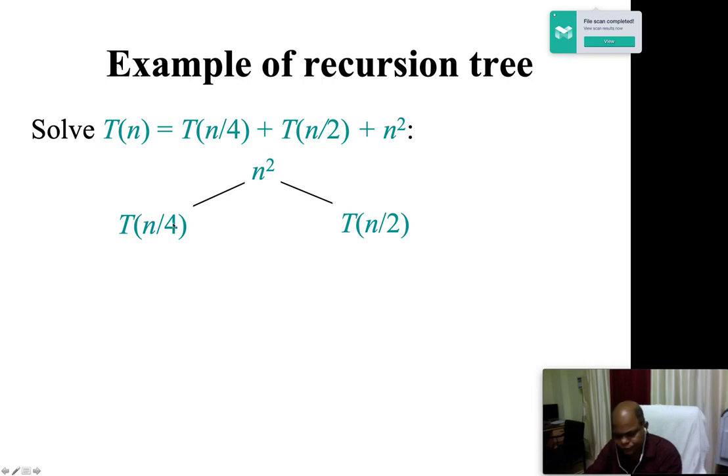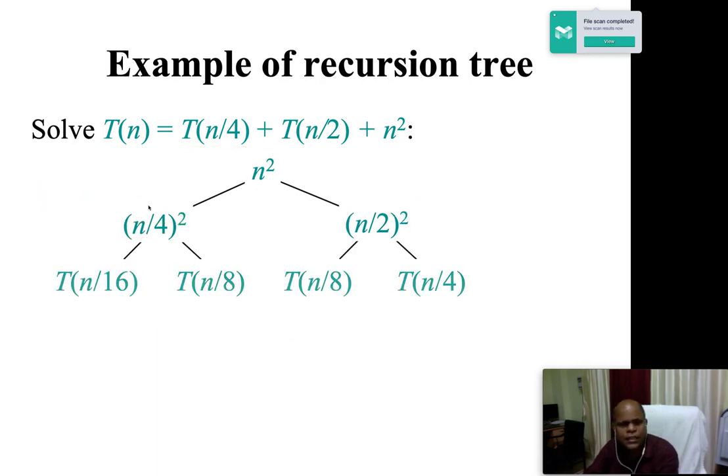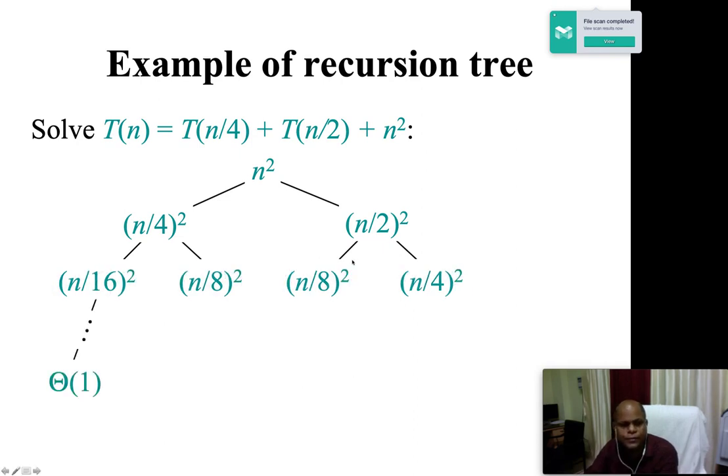Now again this will be broken down accordingly: T(n/4) will break into T(n/8) and T(n/16), and T(n/2) will break into T(n/8) and T(n/4), with the cost being (n/4) square and so on. Like that it will go on doing this.